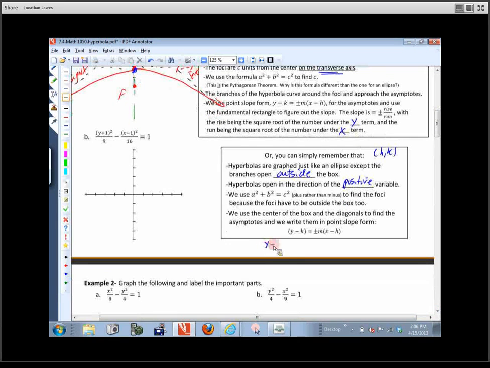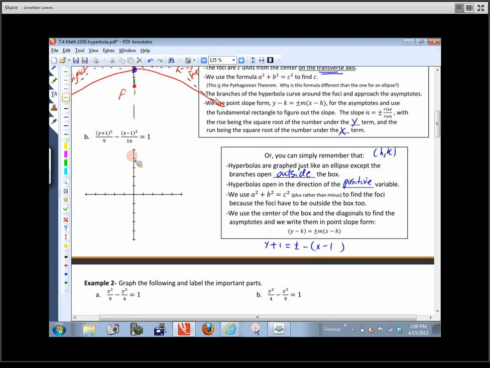It would be y minus, what's with the y? A minus 1. So we'd write y plus 1. Okay, I'm going to write a plus or minus, and then I write, what would I write? x minus 1. Okay, now, let's figure out what the slope would be.